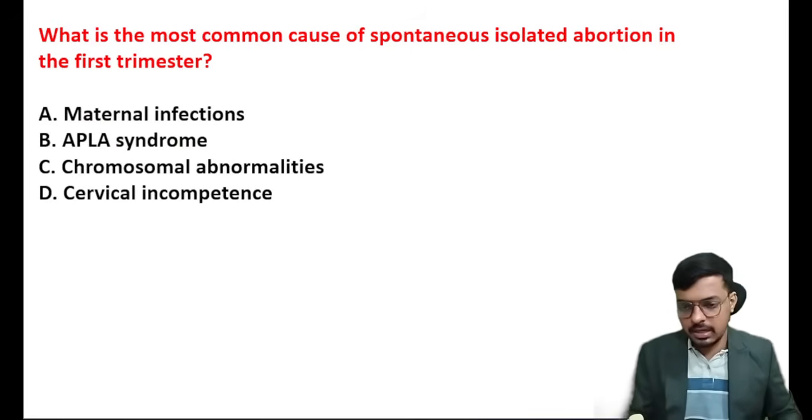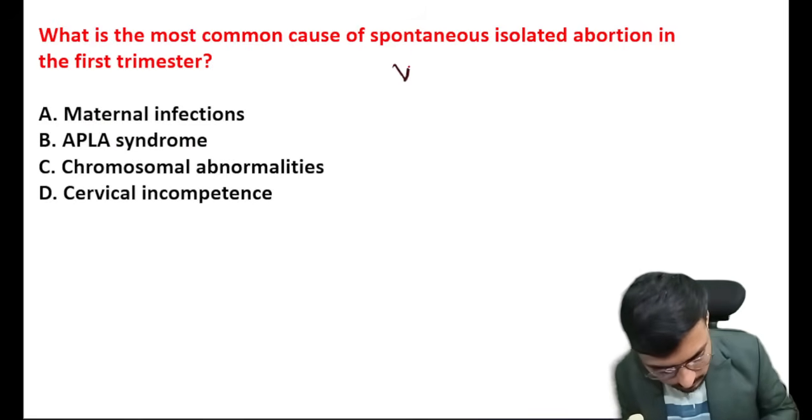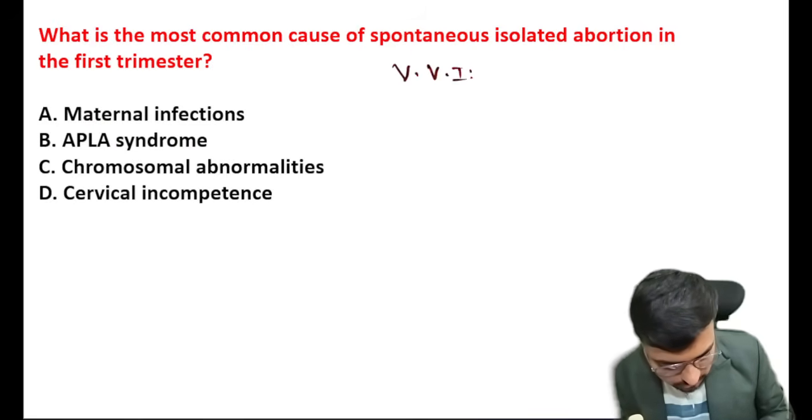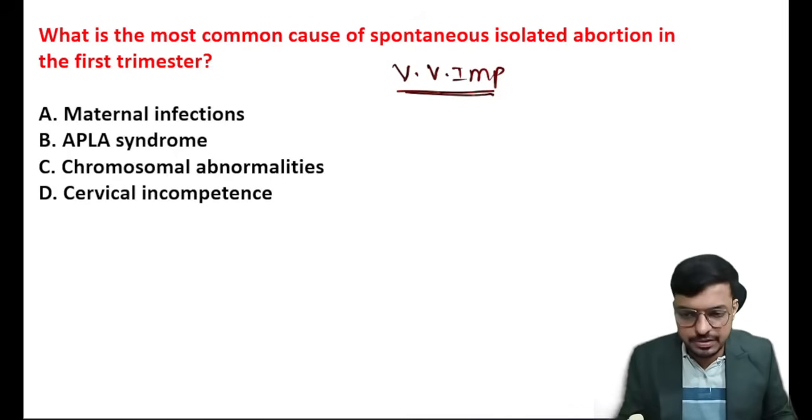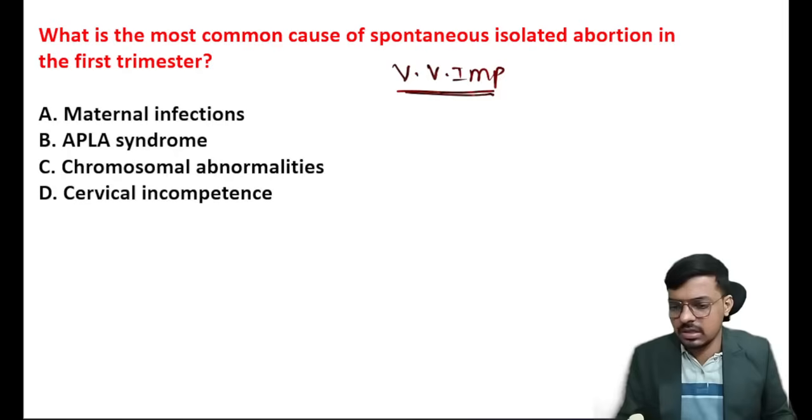So here is the next very important question. Remember, this is a very important one. What is the most common cause of spontaneous isolated abortion in the first trimester? Option A, maternal infection. Option B, APLA syndrome. Option C, chromosomal abnormality. And option D, cervical incompetence. So what is your answer?